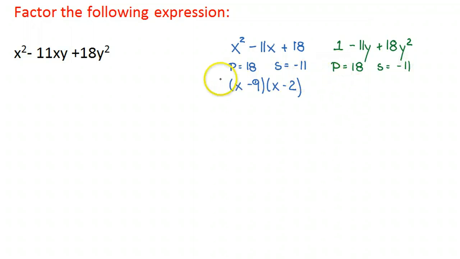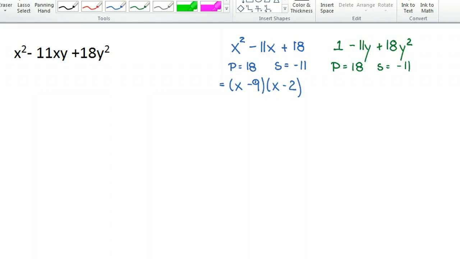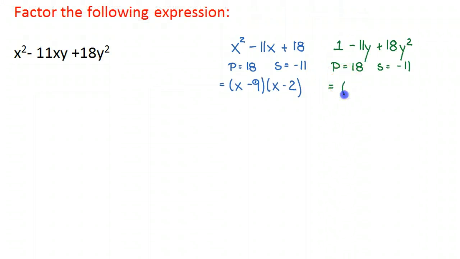Now you might be able to quickly make the observation that when we factor this, it's going to factor to 1 minus 9y and then 1 minus 2y. However, if you can't make that observation, you could use decomposition. So we get 1 minus 9y minus 2y plus 18y squared.